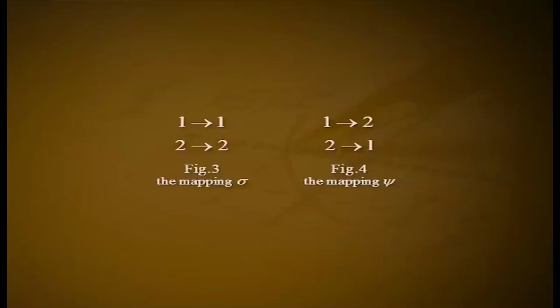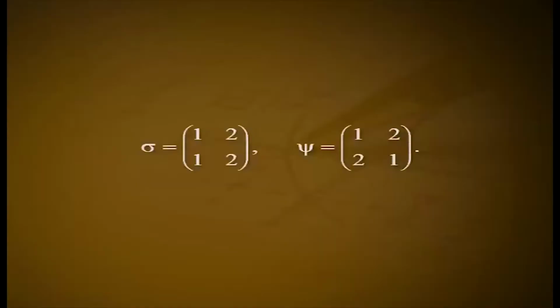The mappings sigma and psi can be denoted as in figure 3 and 4 respectively. We denote sigma and psi in a more standard notation as below. In sigma, we write in the second row 1 below the 1 in the first row to indicate that sigma of 1 is equal to 1. Similarly, we write in the second row 2 below 2 in the first row. In psi, we write in the second row 2 below the 1 in the first row to indicate that psi of 1 is equal to 2, and so on.